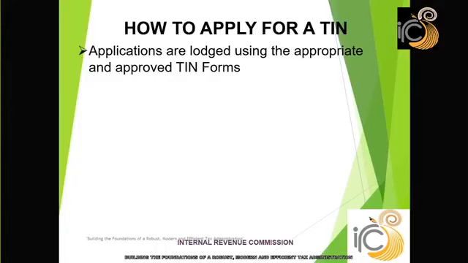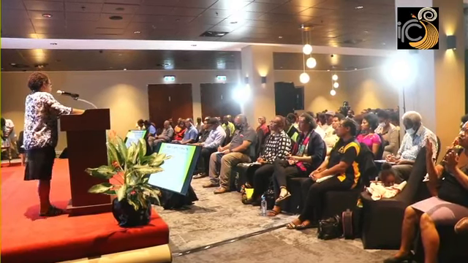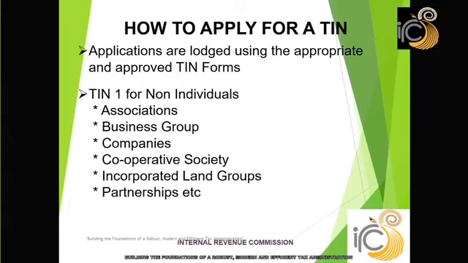Applications are lodged using the appropriate and approved TIN forms. So we have TIN 1 for non-individuals and TIN 2 for individuals. And we also have TIN 4I for small business taxpayers. TIN 1 for non-individuals applies to associations, business groups, companies, cooperative societies, incorporated land groups, and partnerships. Those are all classified as non-individual taxpayers.